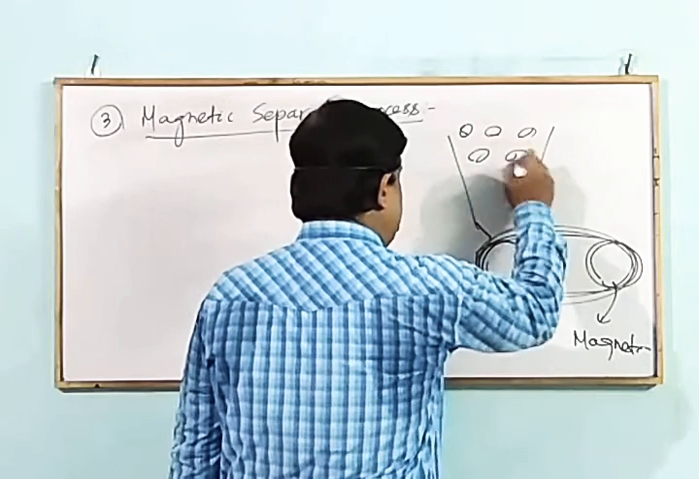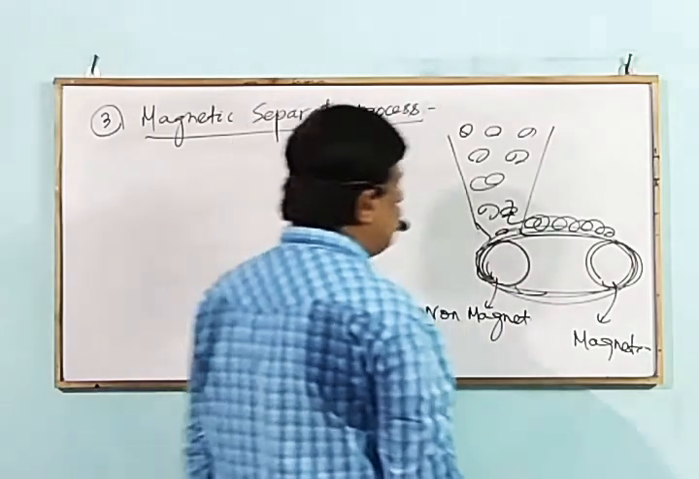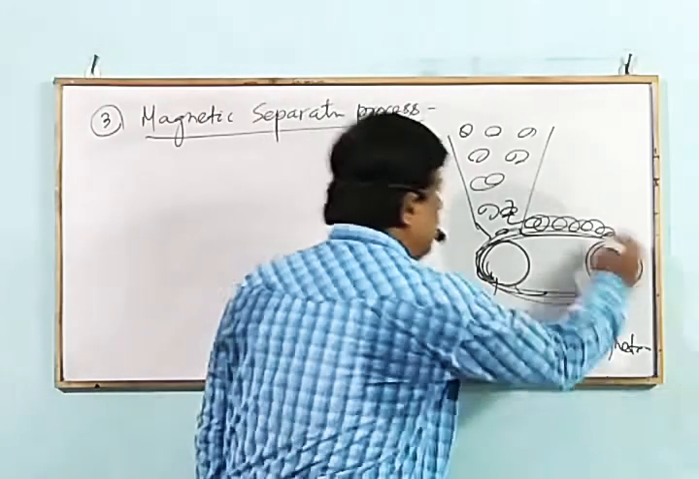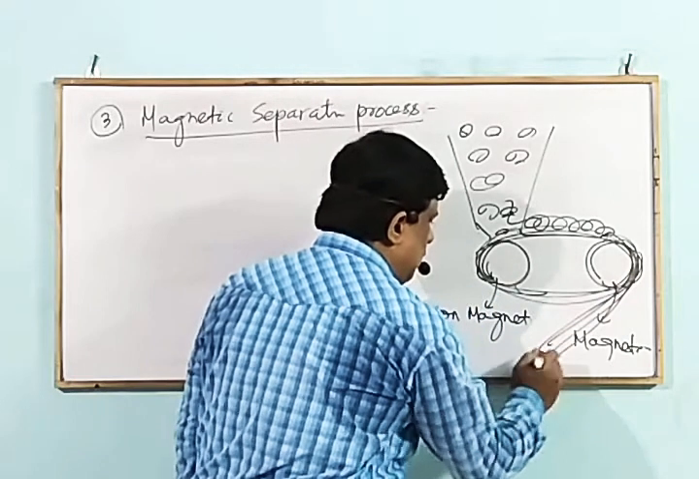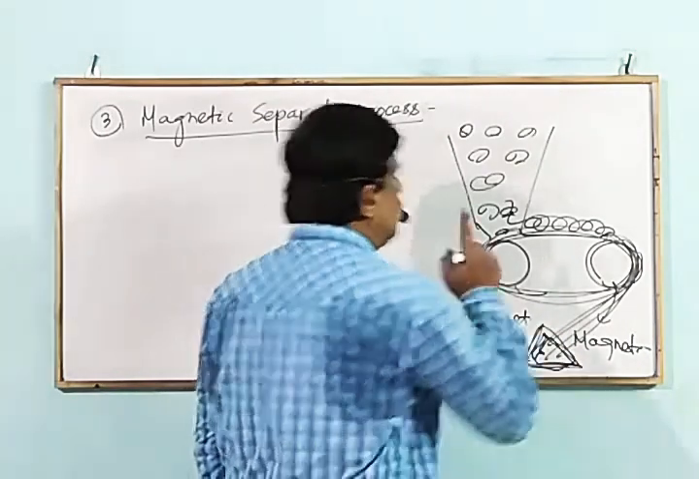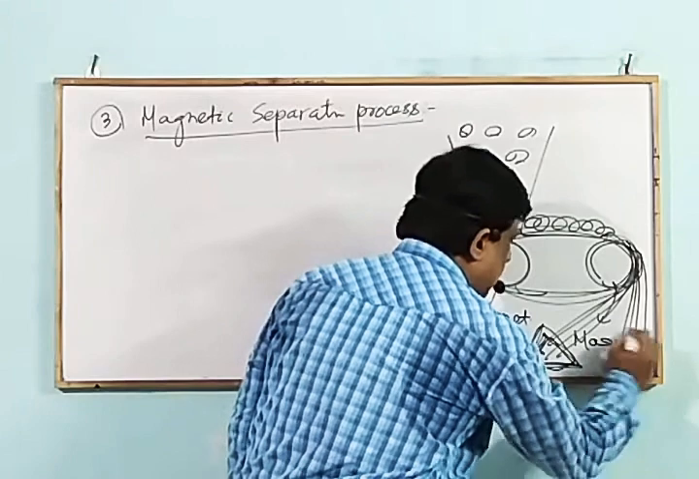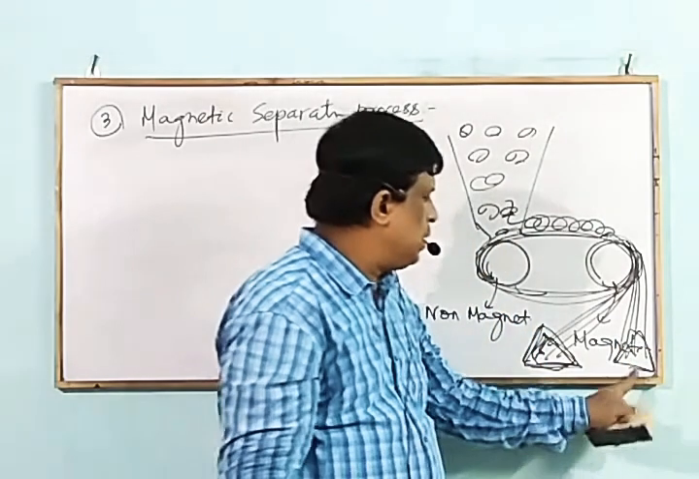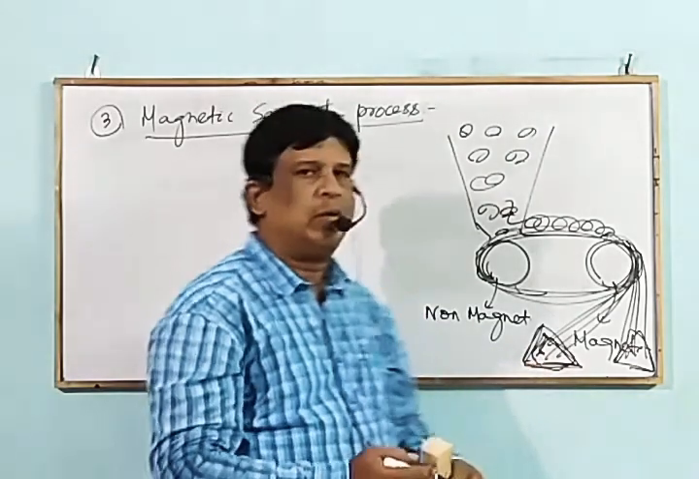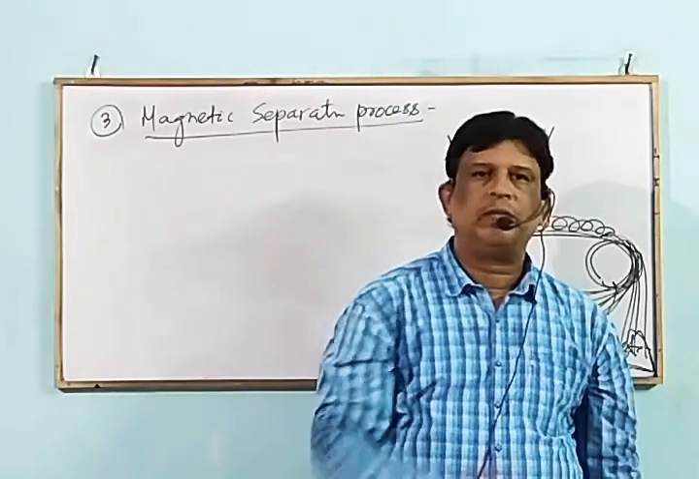So when we transport the powdered ore, it moves like this, and those particles that are attracted towards the magnet move away from it, keep some distance and form a heap, while those particles that are not attracted towards the magnet fall down and form another heap. Mark that. This one is known as non-magnetic impurities. This one is known as magnetic ore. In this way, the impurities are separated from the ore.